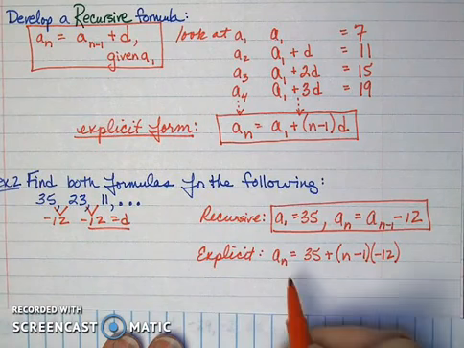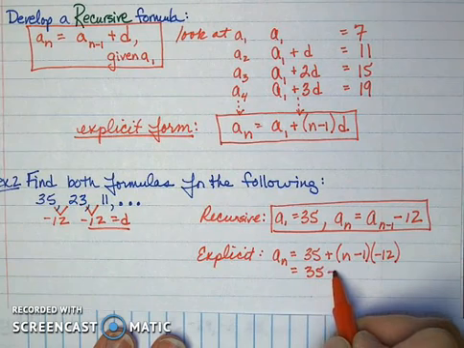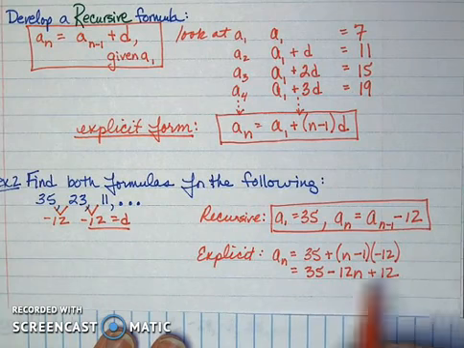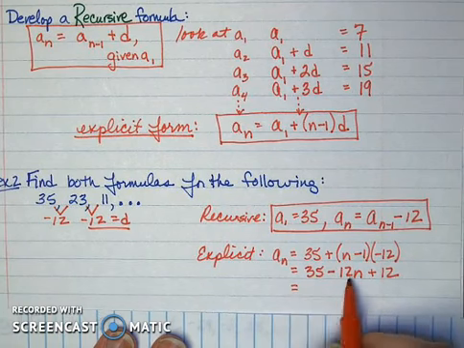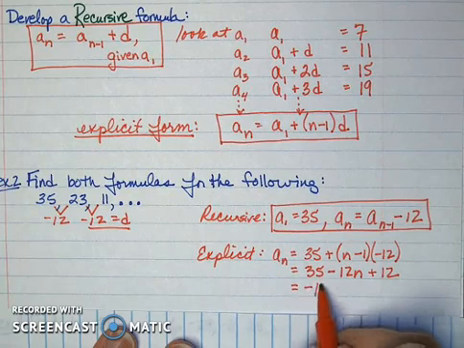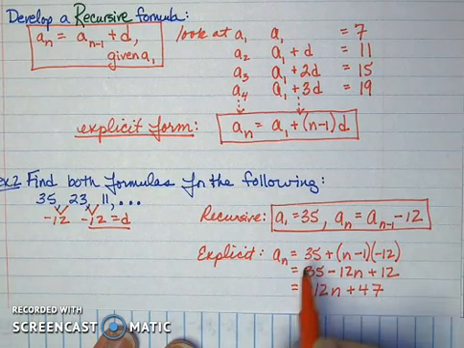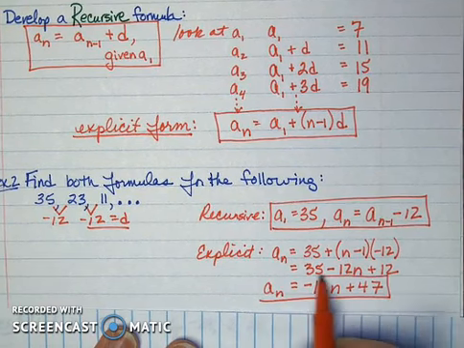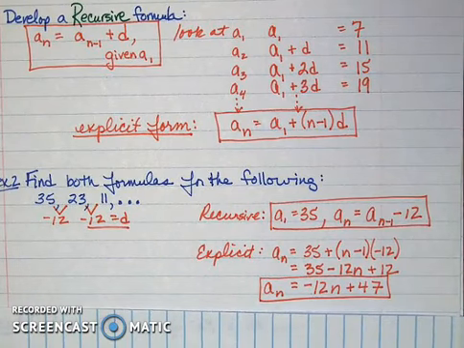So we have 35 minus 12n plus 12. Combine like terms, 35 and 12 gives you 47, and the negative 12n. I'm going to write it as negative 12n plus 47 equals a sub n. Also, that makes it very easy to look at that and see how that is linear and how that negative 12 is the slope, the rate of change.